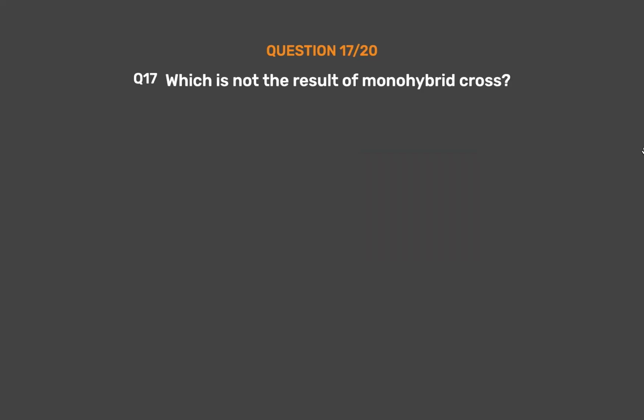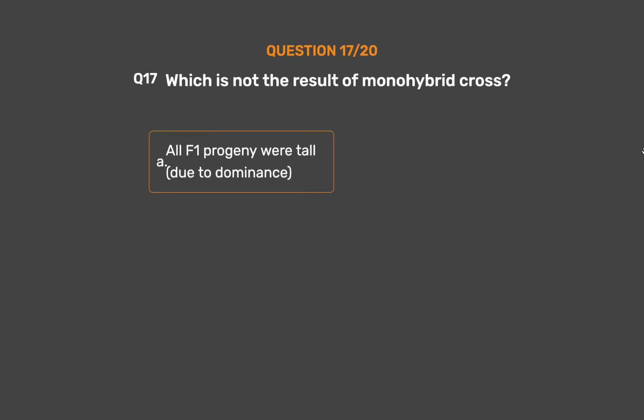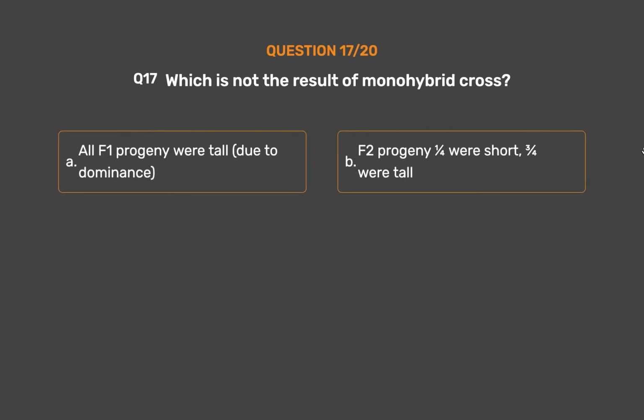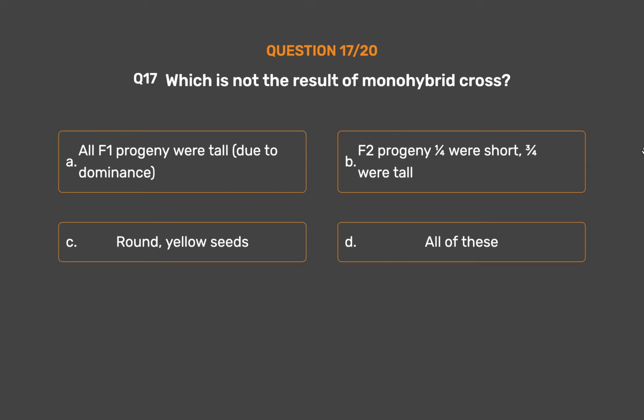Question number 17. Which is not the result of monohybrid cross? Option A. All F1 progeny were tall, due to dominance. Option B. F2 progeny 1/4 were short, 3/4 were tall. Option C. Round, yellow seeds. Option D. All of these.